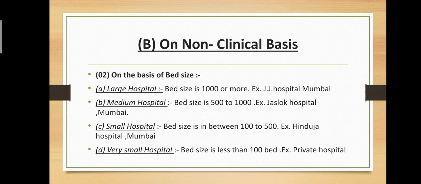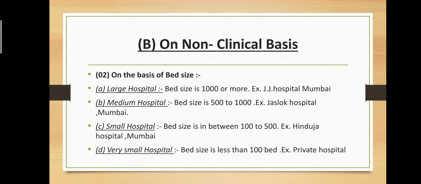Second main subtype under the on non-clinical basis: on the basis of bed size, which is divided into four subtypes. First one, large hospital, means bed size is 1000 or more. Example, JJ Hospital, Mumbai. Second, medium hospital, bed size is 500 to 1000.